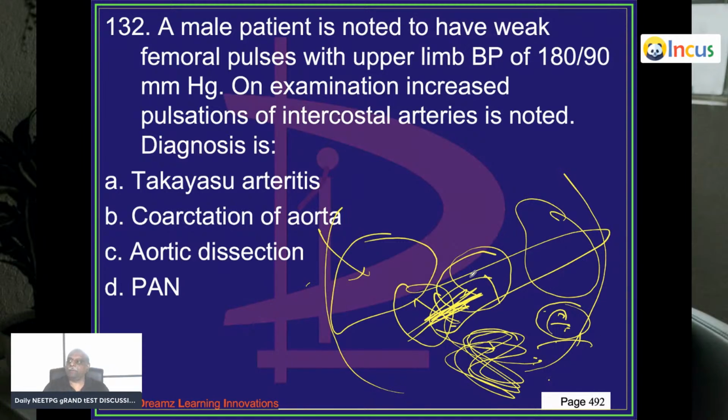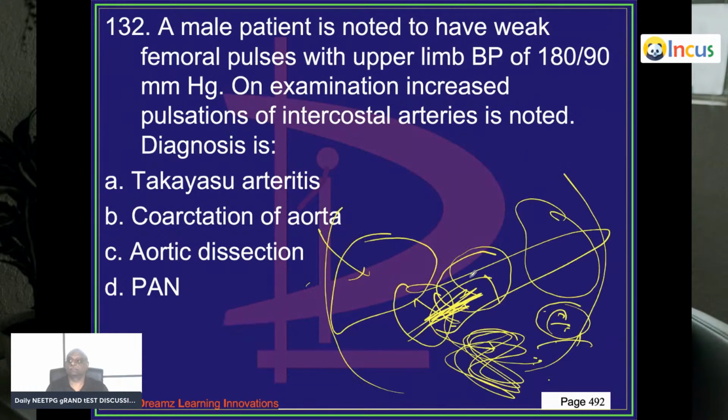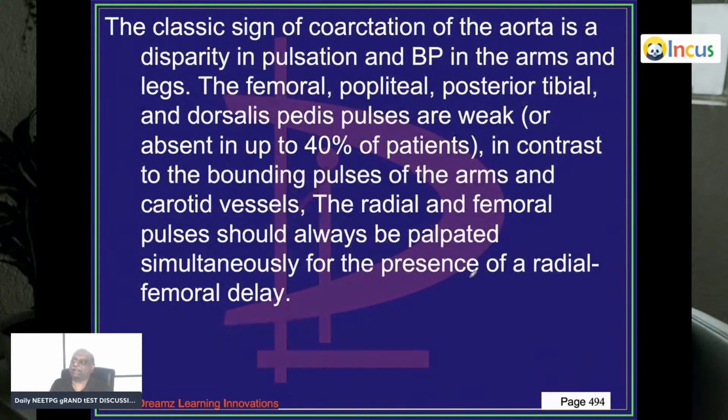A male patient is noted to have weak femoral pulses, upper limb BP is high. What is your answer? Very good. Intercostal increased pulsations are also there. Therefore coarctation of aorta, because of the collaterals.